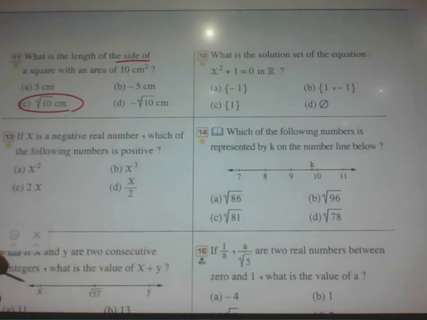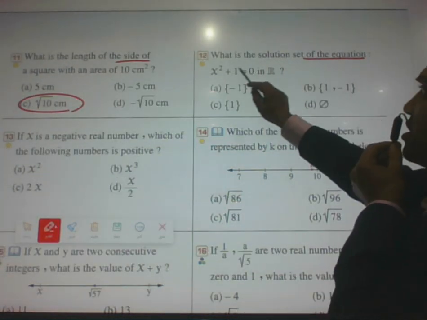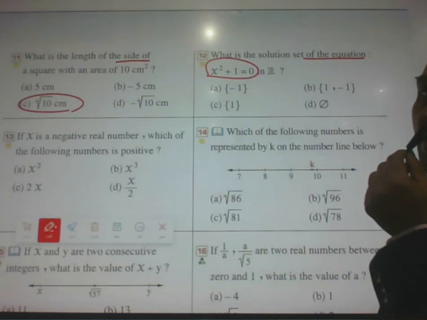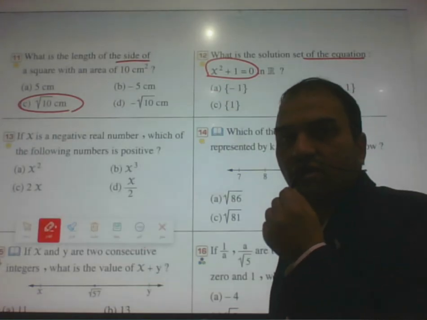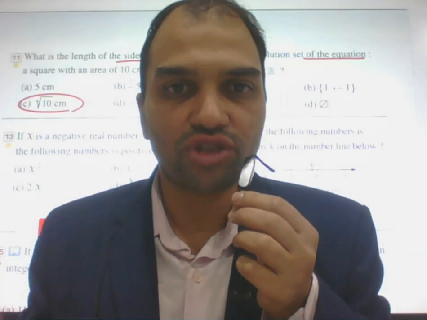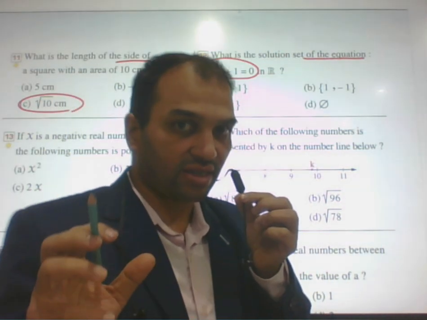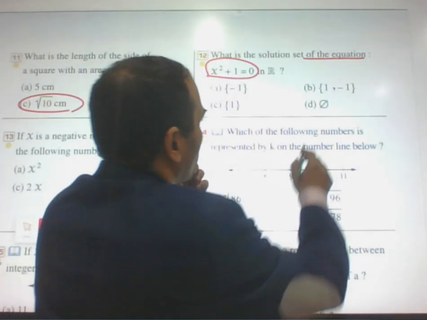And next question here, look at here. What is the solution set of the equation x power 2 plus 1 equals 0 in the real numbers? We don't have a number squared, or multiplied by itself, plus 1 that equals 0. It's impossible. So here the solution set will be the null set. Okay, my students, choose letter D.